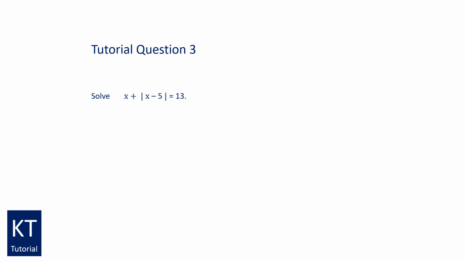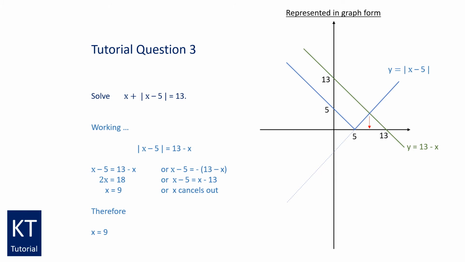What about when the equation is part modulus and part not modulus on the left-hand side, as in tutorial question 3? Now the trick is to move anything that is not in modulus form to the right-hand side, keeping the left-hand side purely as a modulus, and solve for modulus x minus 5. This would in turn work out as the usual, x minus 5 being equal to the positive of 13 minus x and the negative of 13 minus x, and solving for x in accordance.